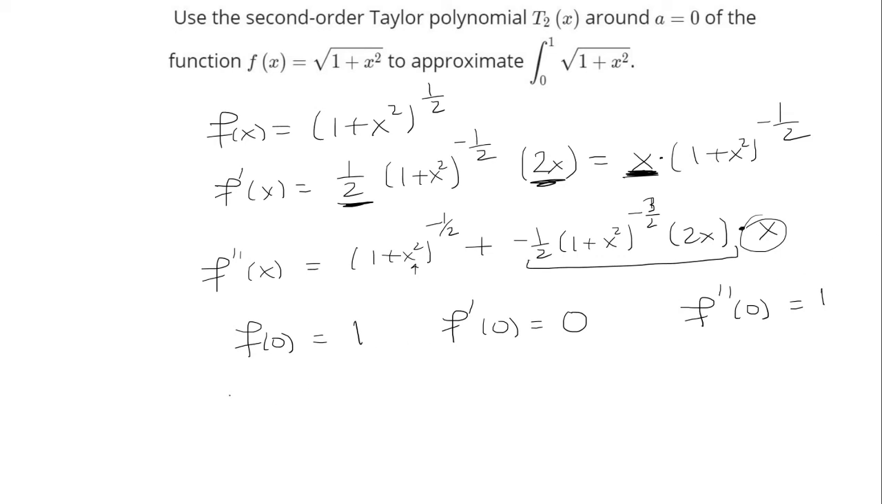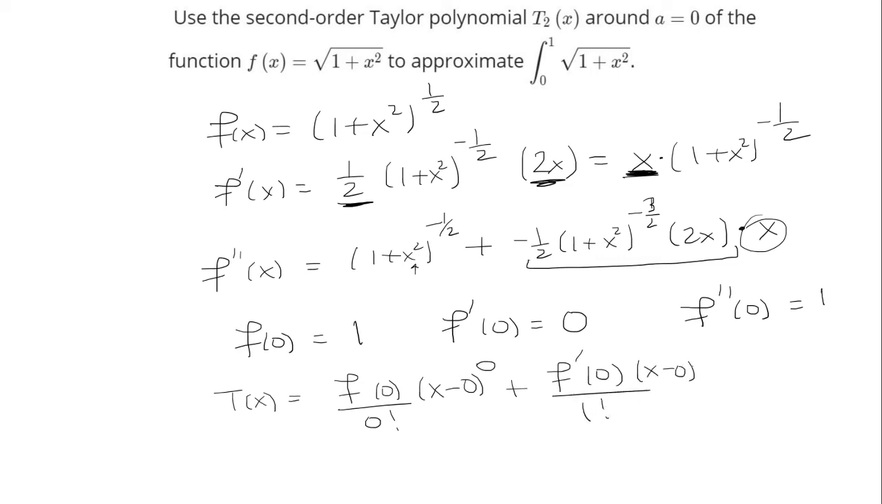Okay, now I want to combine this. So we know for the Taylor polynomial, for a second degree, we're looking at f of 0 over 0 factorial times x minus 0 to the 0 power plus f prime 0 over 1 factorial times x minus 0 to the first power plus f double prime 0 times x minus 0 to the second power all over 2 factorial.